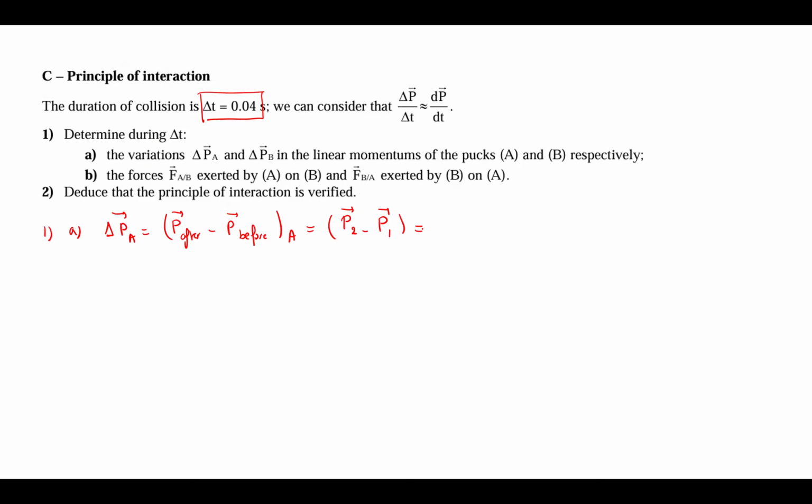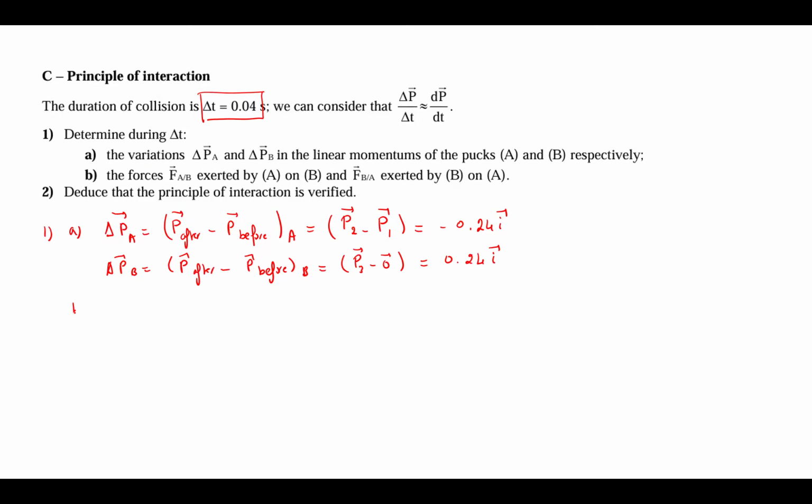So equal minus 0.24 I. Now for B, it's the same thing. It's P after minus P before, but for the system B. The P after we name it P3. P before was 0 because it was at rest. So I get as answer 0.24 I.